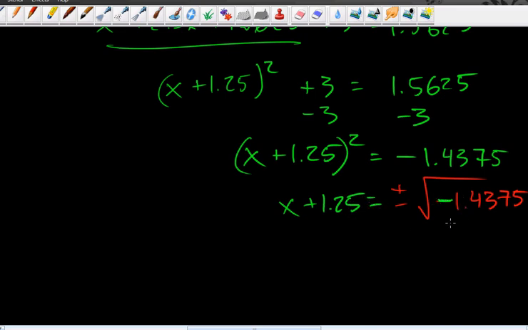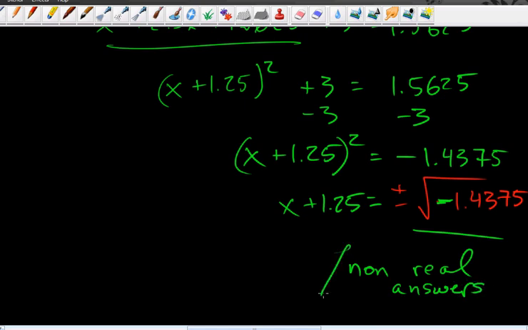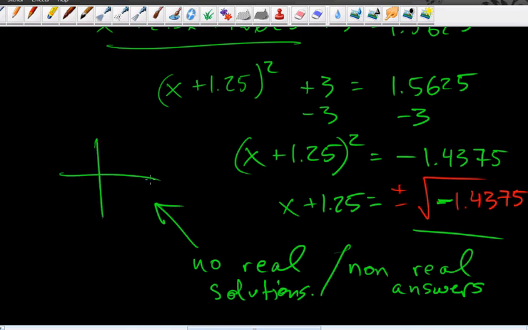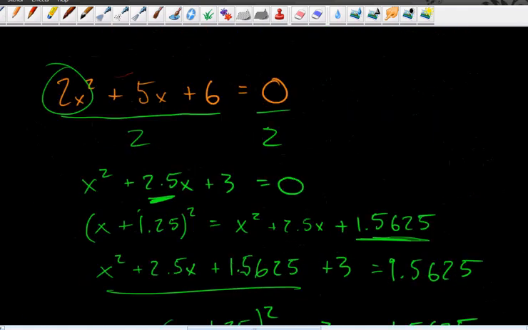Okay, well, it turns out that negative square roots are not possible, at least not using the numbers that we have. So because there's a negative square root, we'd have to say non-real answers, or no real solutions. This actually relates back to those parabolas that didn't hit the x-axis. So this parabola might look something like that.